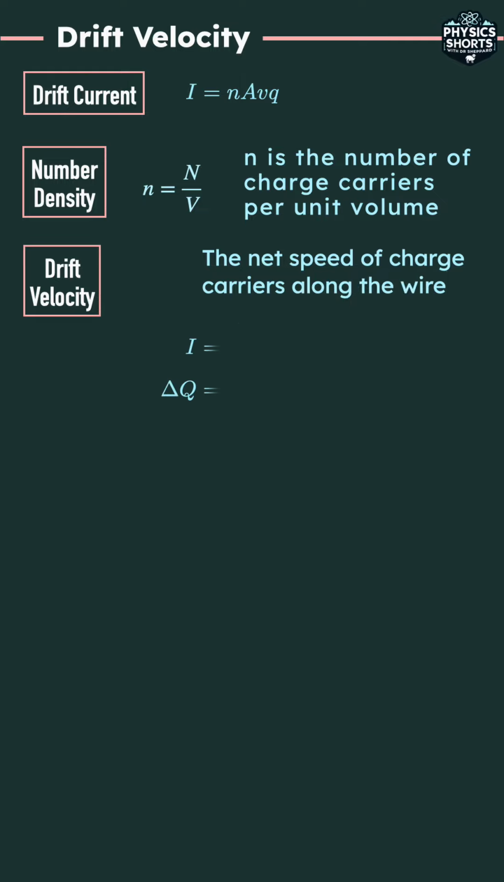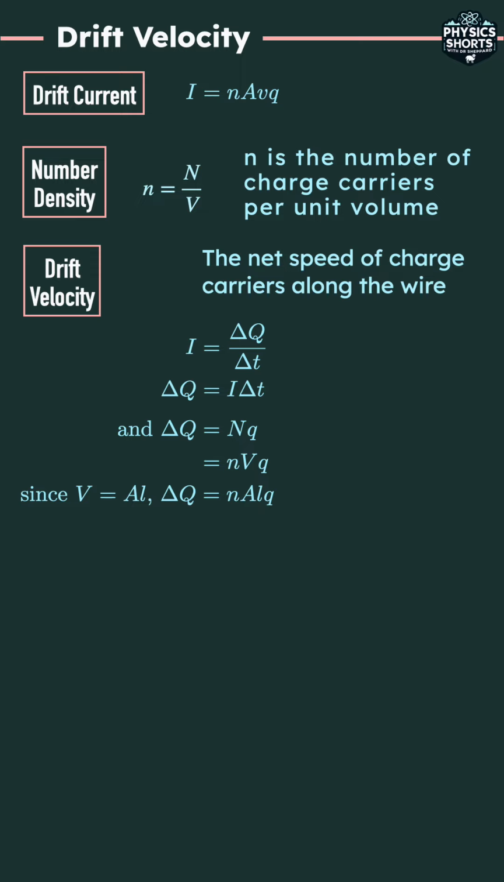If we start with I equals delta Q over delta T, rearranging it to delta Q equals I delta T, and we also know that delta Q, the total charge, is going to be equal to the total number of particles times the charge on each particle. So delta Q equals big N small q, which is equal to small n V small q. Also, since volume is equal to area times length, that means that delta Q equals nALq.